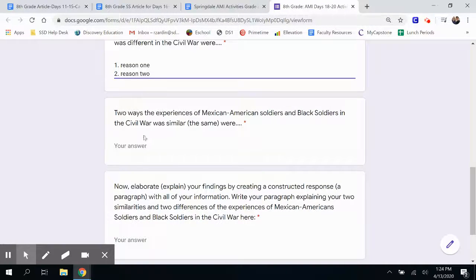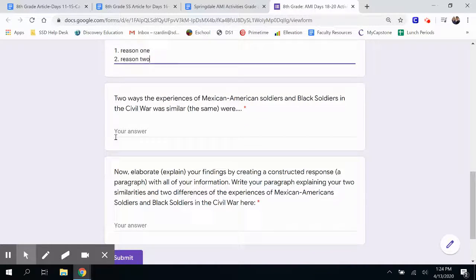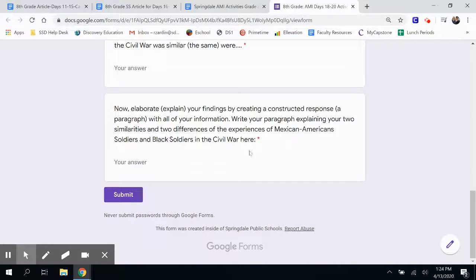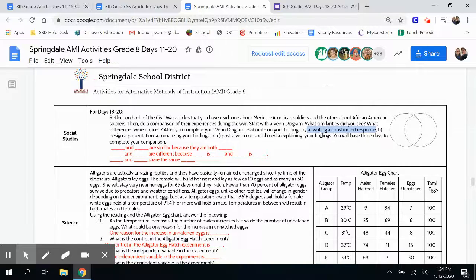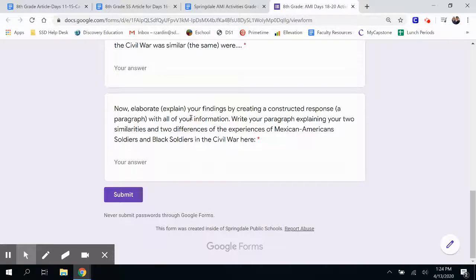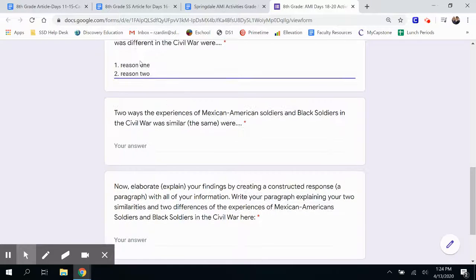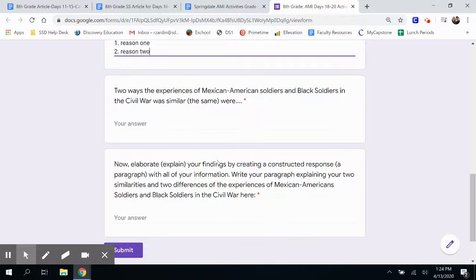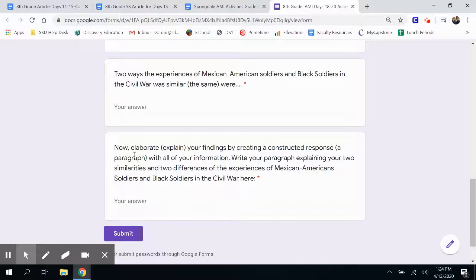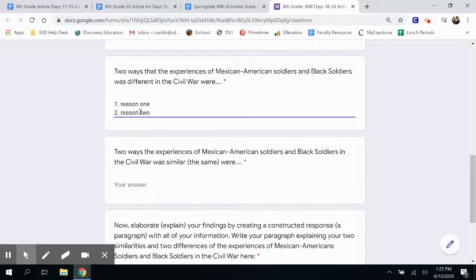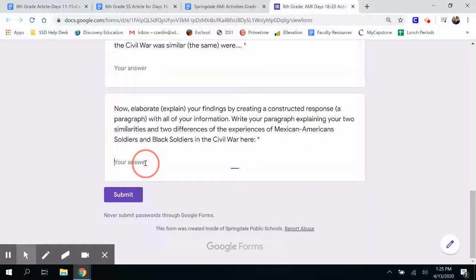Then, once you've got your 2 reasons for both similarities and differences, this is the part where you elaborate, okay? This is the ABC part here, where you have 3 different options. I'm going to ask you to do a written response here, just taking this information, these 2 from here and 2 from here, and putting them into a paragraph. So it says elaborate or explain your findings by creating a constructed response. All that means is a paragraph with all of your information. Write your paragraph that explains your 2 similarities and your 2 differences of the experiences of Mexican American soldiers and Black soldiers in the Civil War. So not only will you just list your 2 reasons from each, but you'll explain them here.